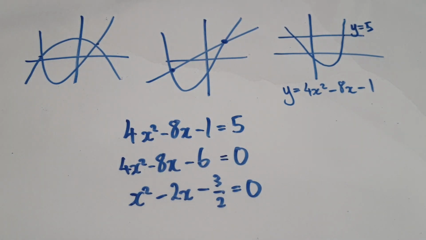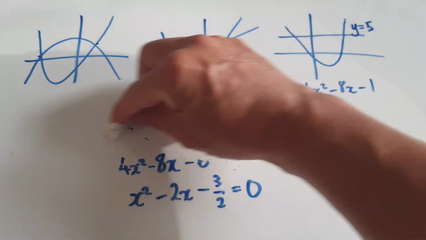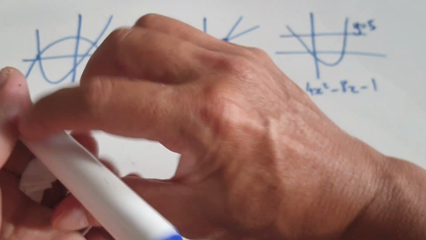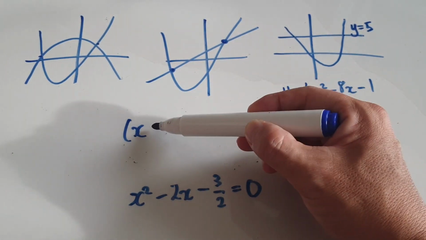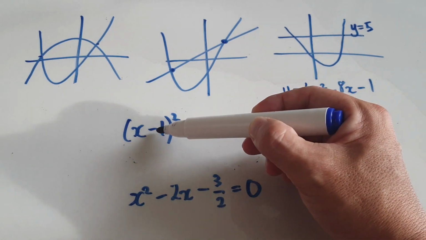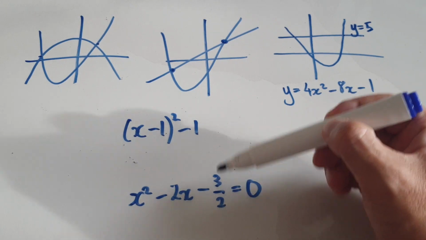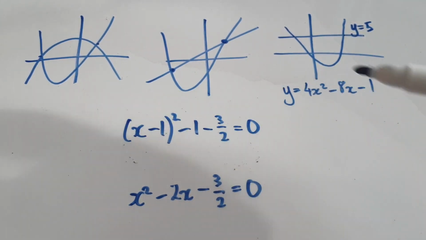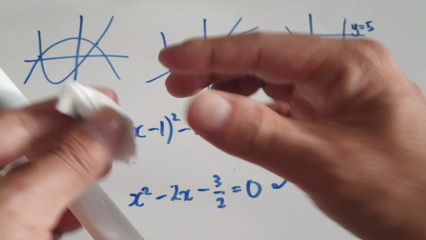So now complete the square. Completing the square, I'm expecting you to know how to do this by heart. Completing the square will always be half of this thing here. So that will be x minus 1 squared. Take away this thing squared, which will be 1. And then carry this thing down. So that would be minus 3 over 2 equals 0. I'm expecting you to know how to complete the square.